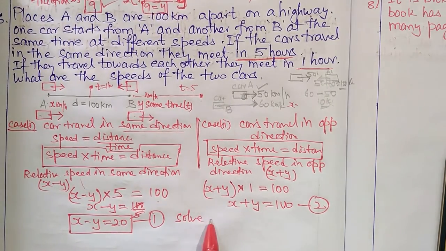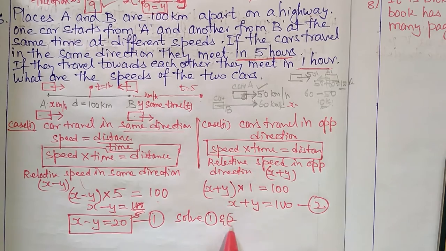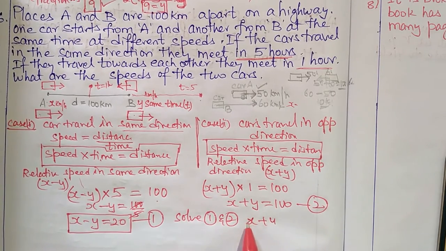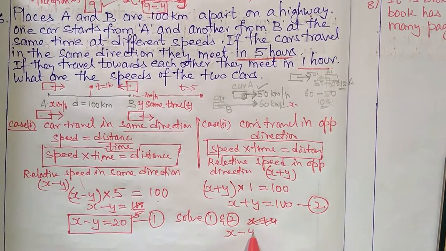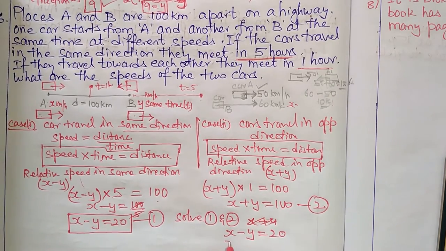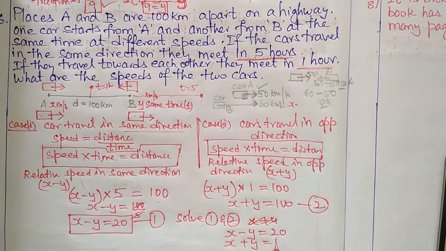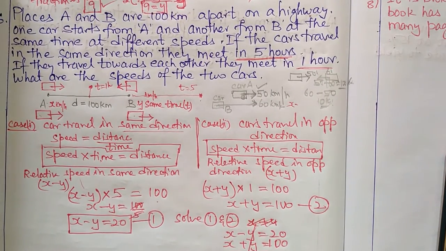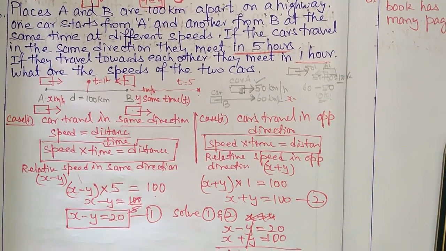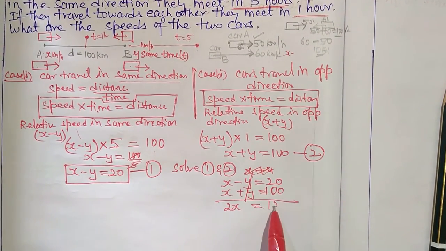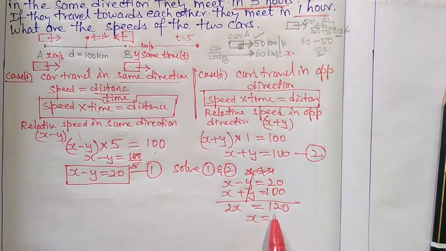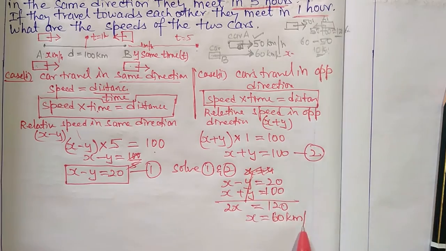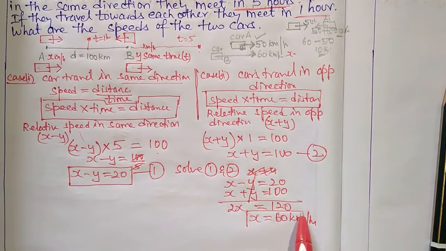I will solve equations 1 and 2 by the elimination method. So I will write x minus y is equal to 20, x plus y is equal to 100. Adding these, I will get 2x is equal to 120. x is equal to 120 by 2, which is 60. So x is the speed, 60 kilometers per hour.